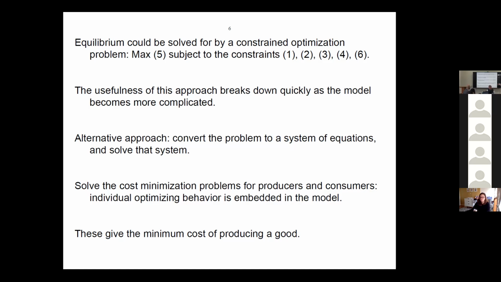Actually, treating it as an optimization problem, it sort of follows from the first theorem of welfare economics. People still teach that competitive equilibria are Pareto optimal, we only have one consumer. So the alternative approach, which we're following, is to convert the problem to a system of equations and inequalities and solve that system. Those equations have to embody this optimizing behavior for firms and households. So what we do is solve the cost minimization problems for producers and consumers so that optimization is embedded in those equations to the model.